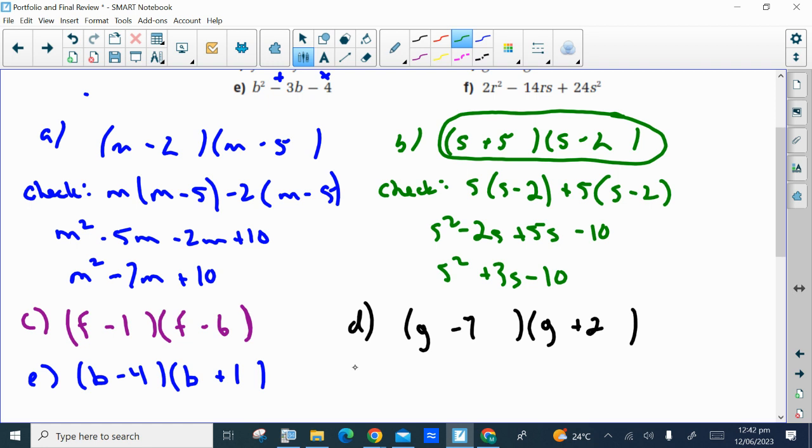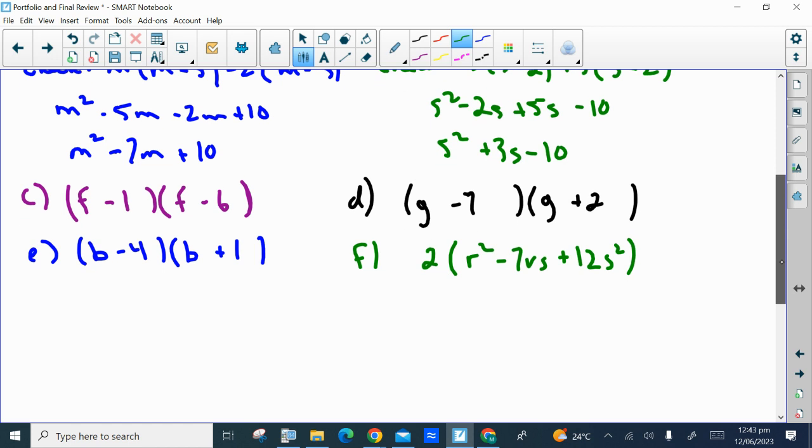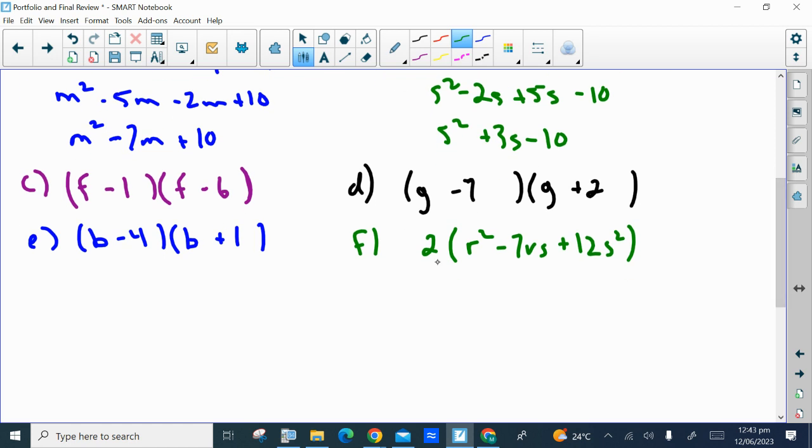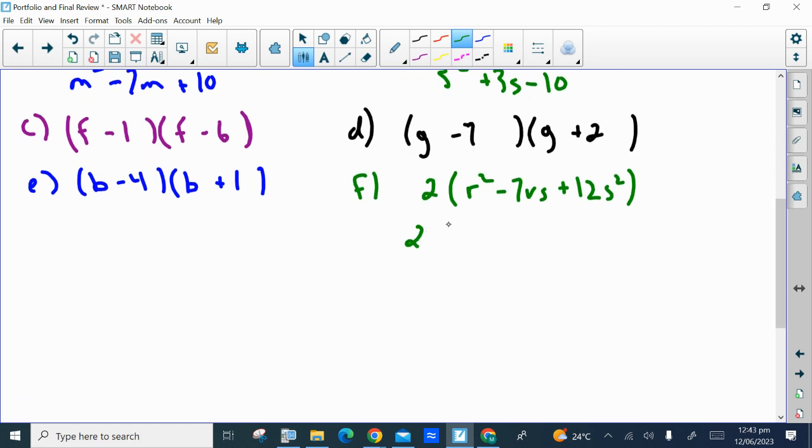Looking at question F. This one does have a common factor of 2 that you would take out first. And remember, when you take out a common factor, you divide each term by the common factor to get the other factor. So you divide all three terms by positive 2. That's why 2 is the common factor, because all three terms are divisible by 2. And the trinomial that's left, let's see if we can factor that further.